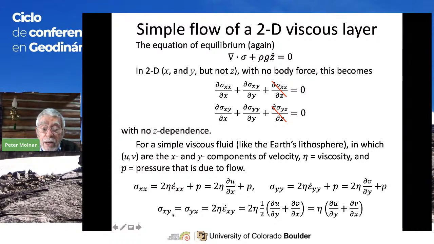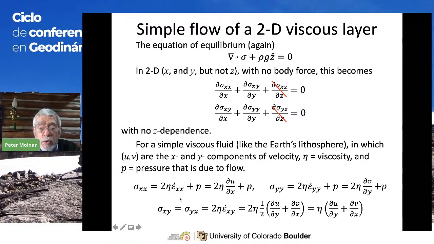And finally, the shear stress on vertical planes, this would be the strike-slip type shear stress, is 2 times the viscosity times the strain rate of that kind. And that strain rate is 1/2 times the u, that's the x component of velocity, in the gradient in the y direction, plus the v component, the y component of velocity, in the x direction. And you multiply 2 by 1/2 and they cancel and you wind up with this.